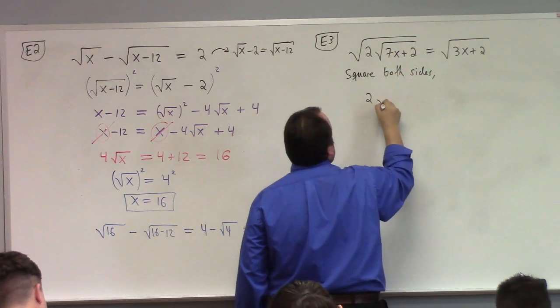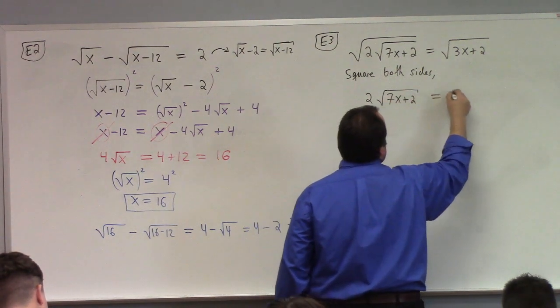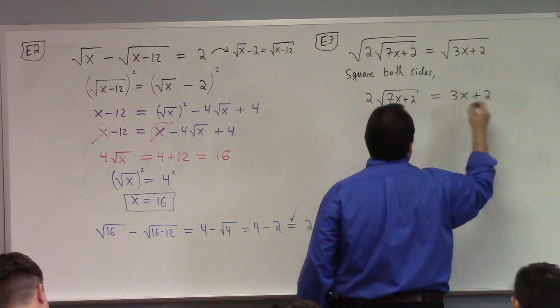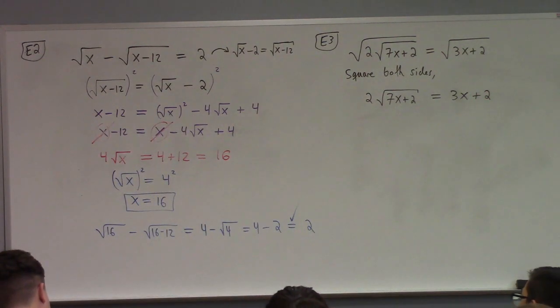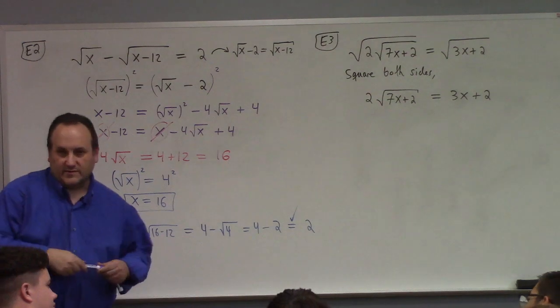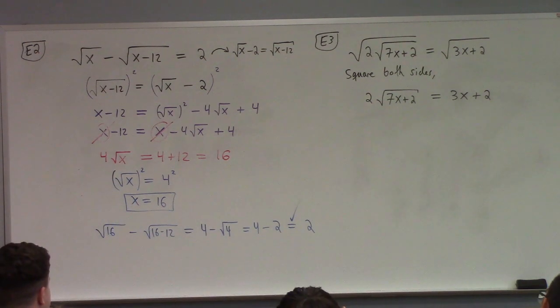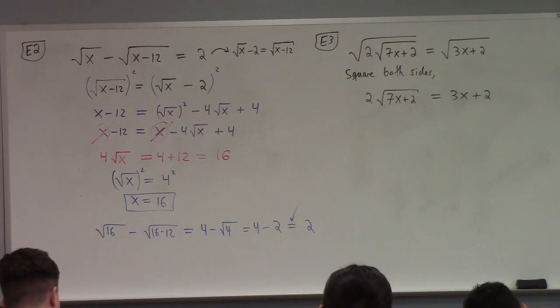And that gives us 2 times the square root of 7x plus 2 is equal to 3x plus 2. Okay. Now what? We still have a square root, right? So we can square it again, right? But then you've got to multiply out 3x plus 2 times 3x plus 2, right? So be careful when you do that.